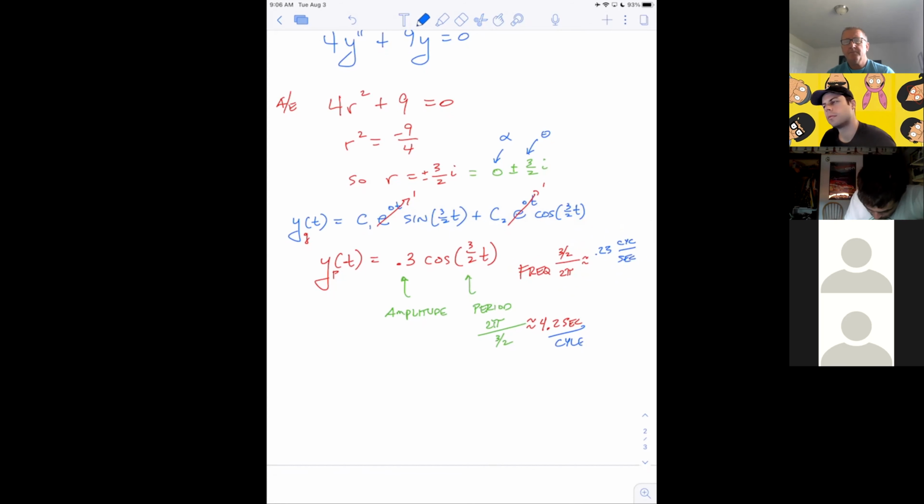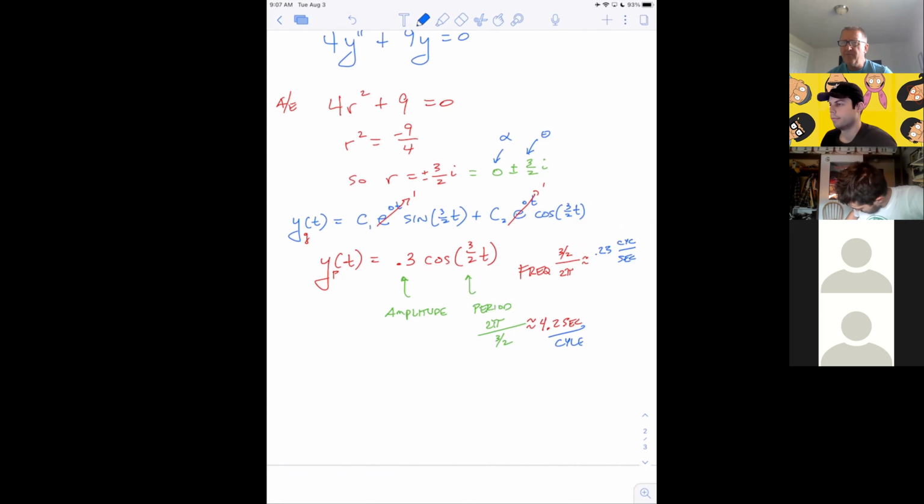In other words, that's how many cycles you would get in 1 second. You're only a fourth of a cycle in 1 second. A second isn't enough time for it to cycle. Of course, because it was 4 seconds per cycle, right? So if you flip the period over, you get frequency. If you flip the frequency over, you get period.